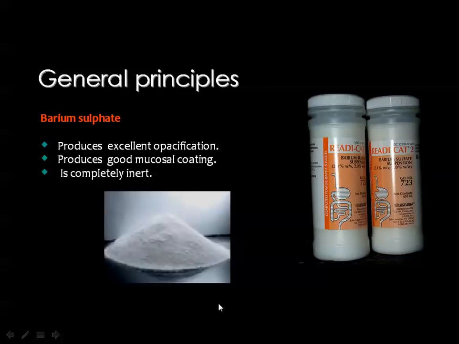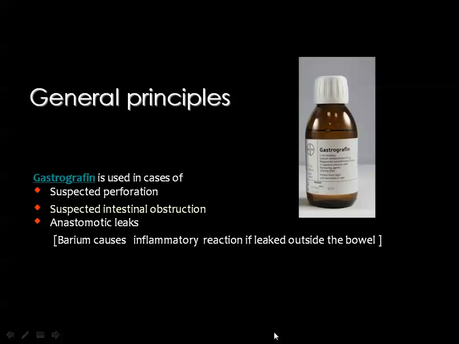And you know that barium was provided previously as powder, which is added to some amount of water to reach a certain consistency, either barium paste or barium fluid. Nowadays barium is provided in these bottles, and these are disposable, one bottle used for a single patient.